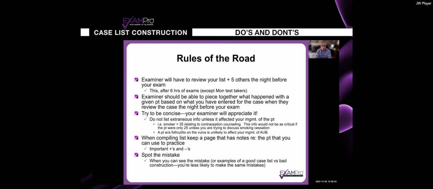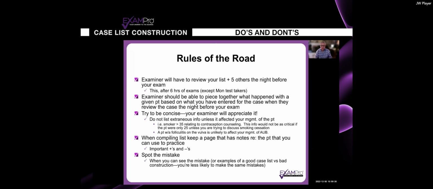Now, if you have a very short list, so let's say you only have 22 GYN cases, you may want to add some of this extra information because it will promote discussion. But if you have a normal size list, we really don't want to have a lot of extraneous information. So again, smoker over 35 relating to contraception counseling. That makes sense to list, if the patient's coming in for contraceptive management and you put tobacco use, makes sense. Hopefully you would also put in there tobacco cessation counseling in the treatment, but that's another story.